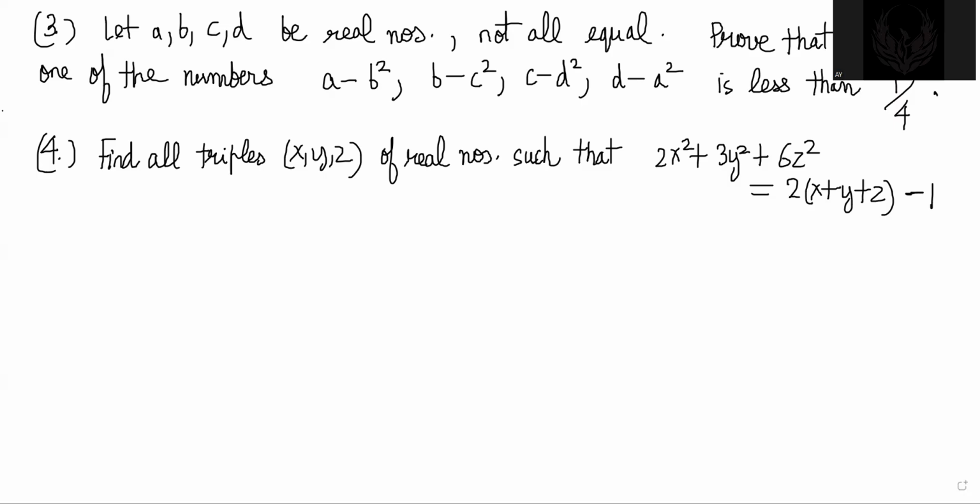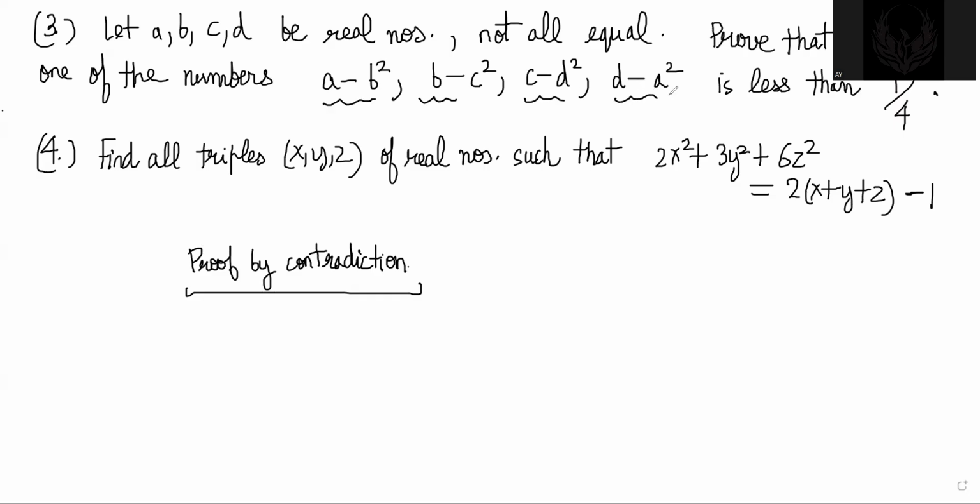The approach for the third problem is you should think of doing the proof by contradiction. Have you seen any proof by contradiction before? Yes. The question asks us to prove that at least one of these numbers is less than 1 by 4. So you want to assume the opposite, and say, let's assume all of them are greater than or equal to 1 by 4.